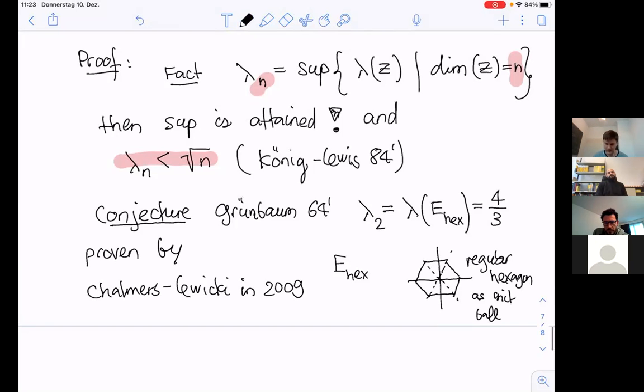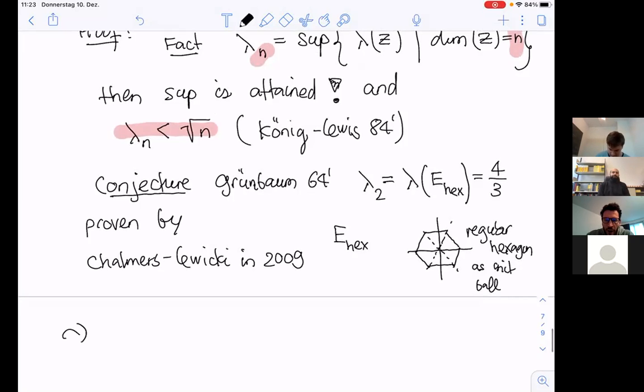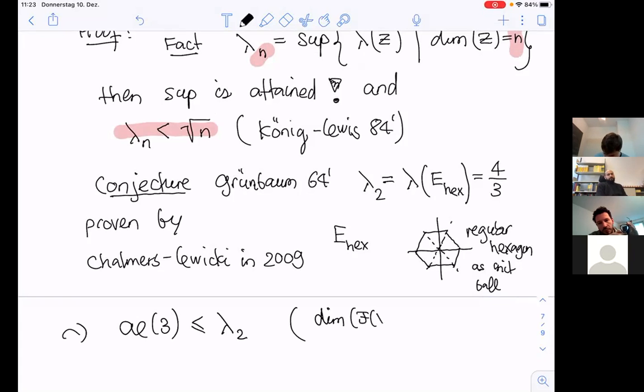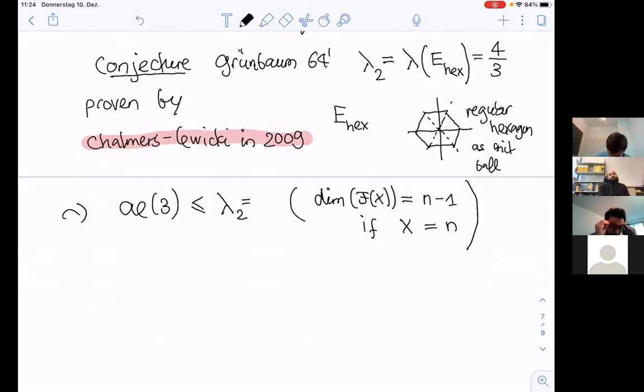Okay, so from our theorem, we know that AE3 is smaller than lambda 2. Here we use that the dimension of f of x is n-1 if the cardinality of x is n. So you lose one dimension. So okay, we have AE3 is smaller than lambda 2. Of course, this is a very big canon because this is really not a straightforward proof. And so we have that, which is 4/3.